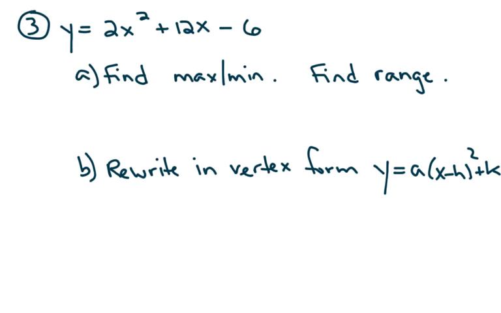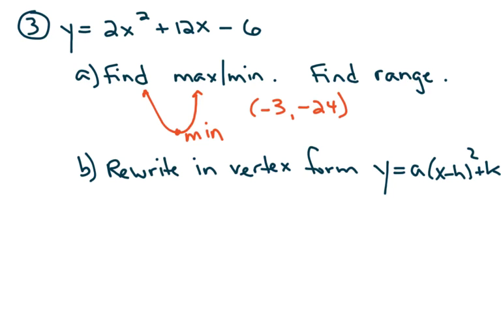Problem 3, given the equation y equals 2x squared plus 12x minus 6, the first thing they want us to do is to find the maximum or minimum and to find the range of this particular quadratic by graphing on the calculator. If you graph this on the calculator, you should see a parabola that opens up. Therefore, you would use the minimum function in order to find the minimum. The graphing calculator should tell you that the minimum is at (-3, -24).